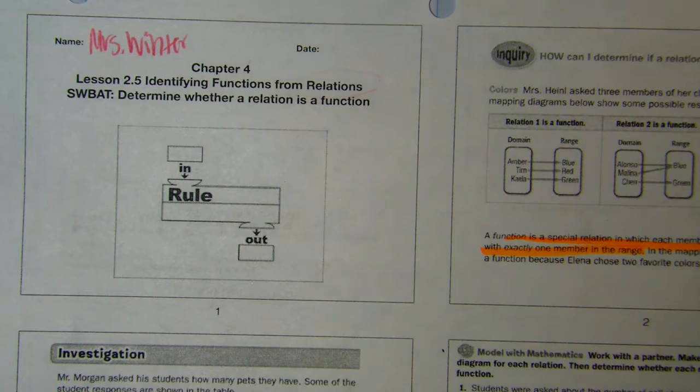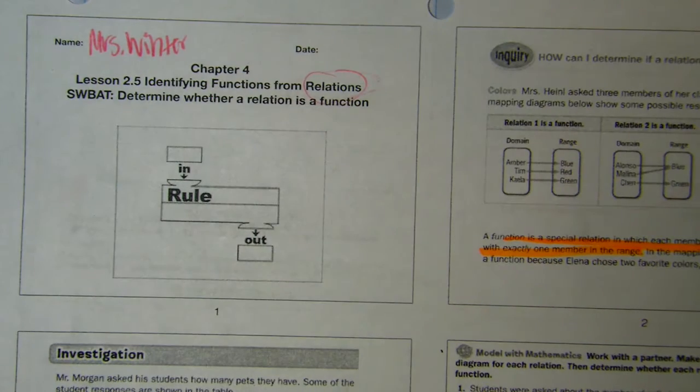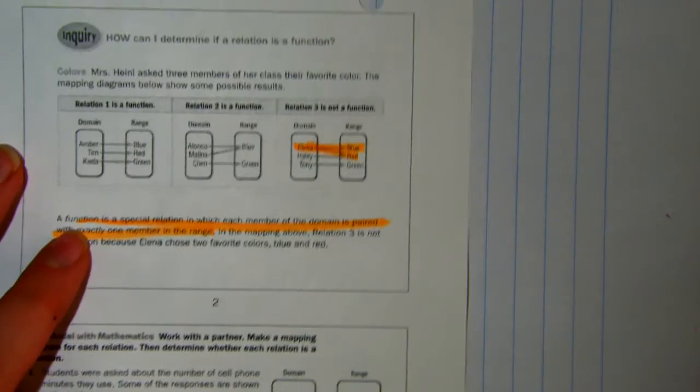So we're moving on to lesson 2.5, which is somewhere between lesson 2 and lesson 3, but wasn't given its own lesson, so I decided to add it in. So we're identifying functions from relations, relations being any set of ordered pairs. So we're going to be given a set of ordered pairs and decide if it's a function. So we'll be given the definition of function here too.